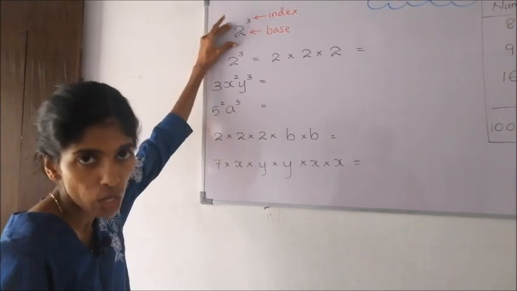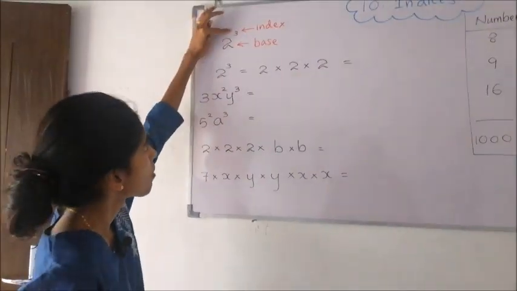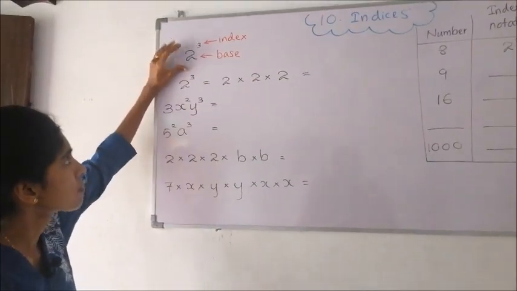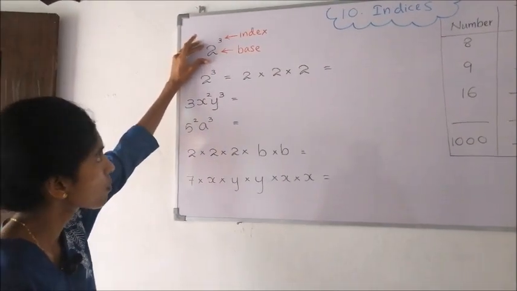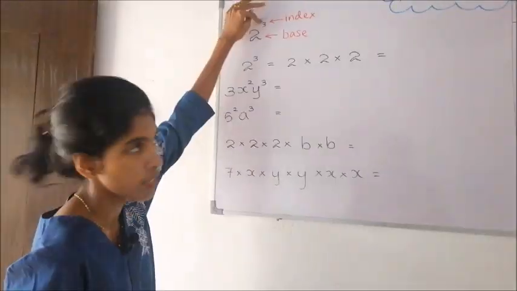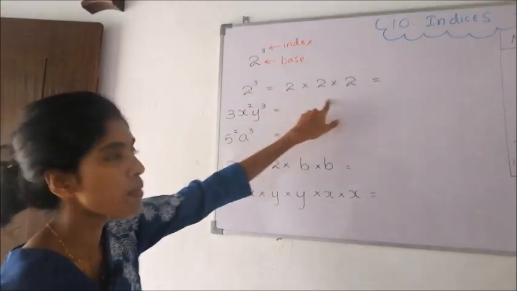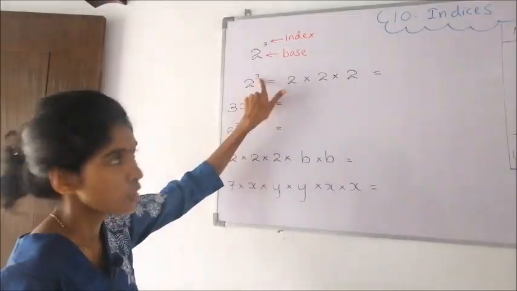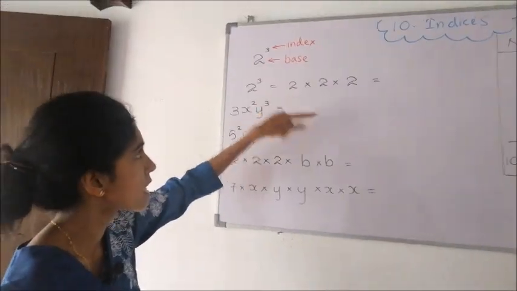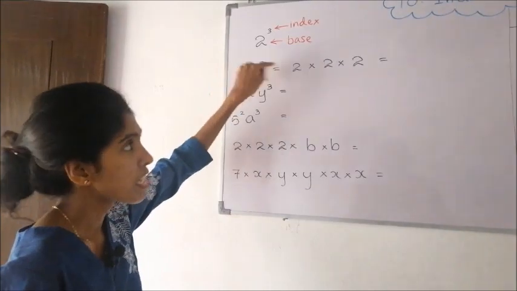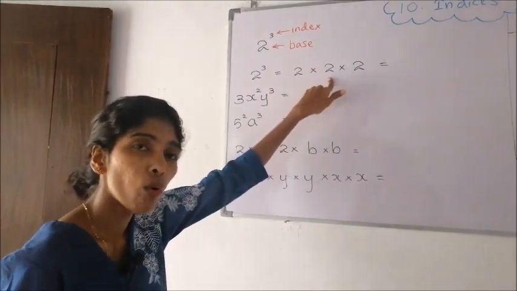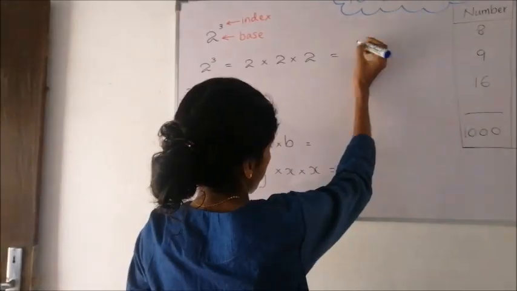There is a base down, and the top number is called the index, right? This means the number down is known as the base. That number is repeated how many times? 3 times. See, in expanded form I have written 2 to the power 3. 2 is multiplied by itself 3 times, and we can find the relevant value also by multiplying. 2 times 2 is 4, 4 times 2 is 8.